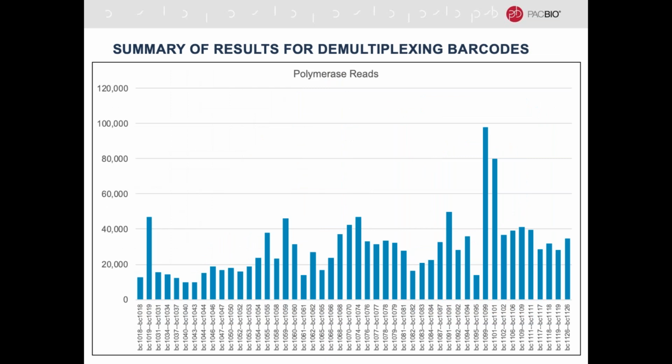So after demultiplexing the barcodes from this library, you can see the distribution of polymerase reads per barcode here. And there's some variance, which is to be expected, but there's pretty good coverage across the range. And we'll show some results from assembly very shortly.